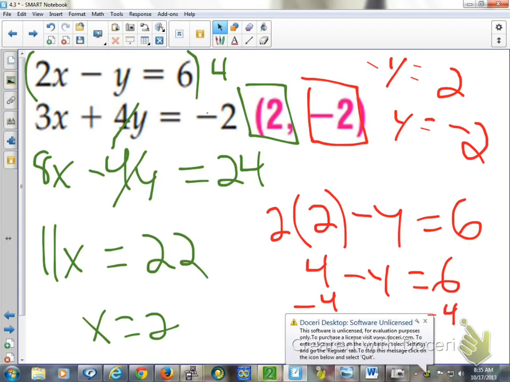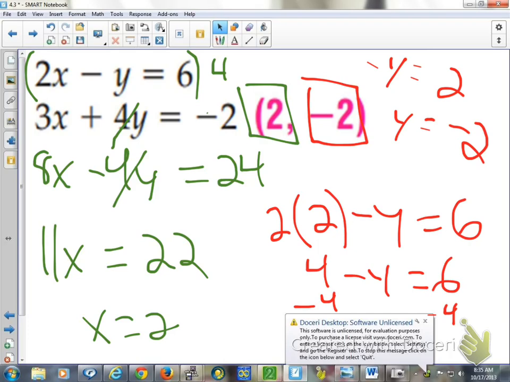And I said, well, what's the number in front of y right now? 1. 1s are awesome because you can just make 1 into anything. I'm like, well, that's a 1. If I multiplied that by 4, that would be -4, +4, and they would cancel. I didn't have to choose 4.